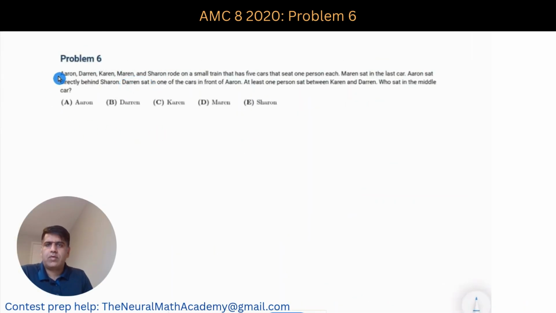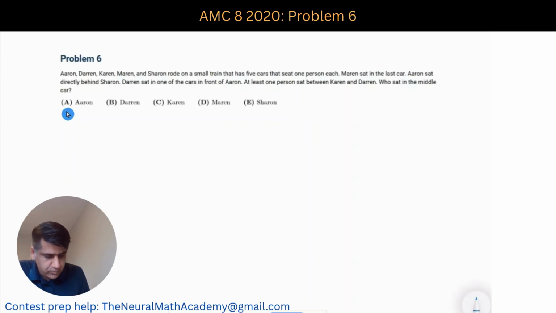So let's look at problem 6, where Aaron, Darren, Karin, Marine, and Sharon rode on a small train that has 5 cars that seat one person each. Marine sat in the last car, Aaron sat directly behind Sharon, and then there is another condition and another condition, and we have to answer who sat in the middle car.